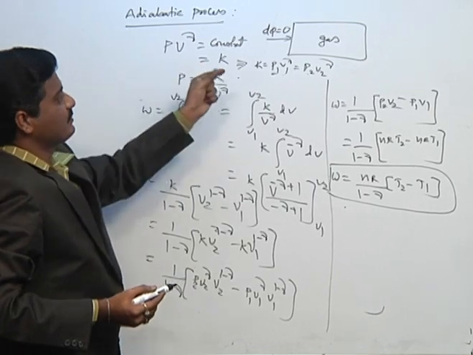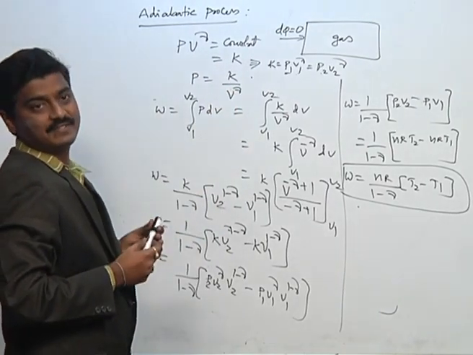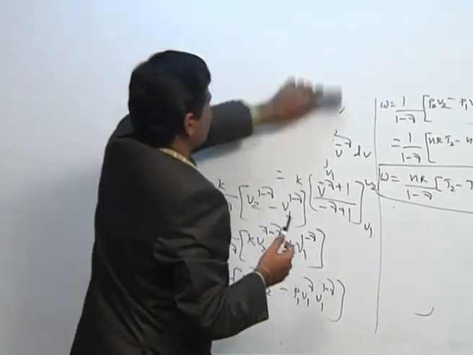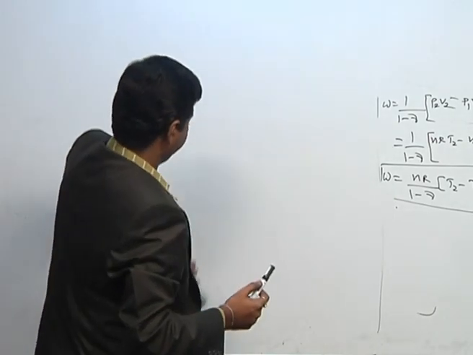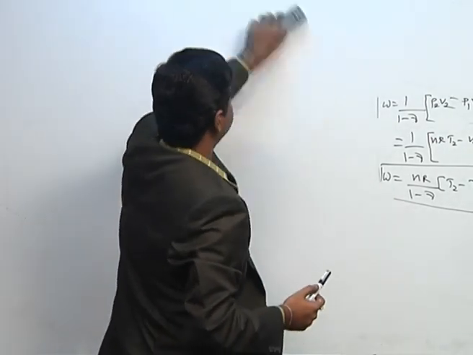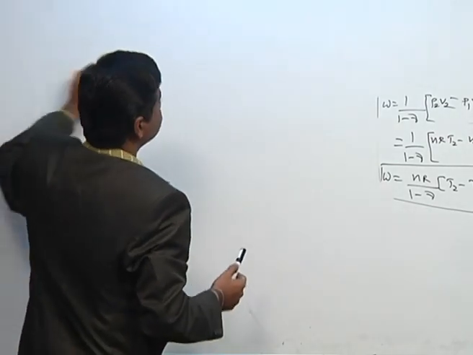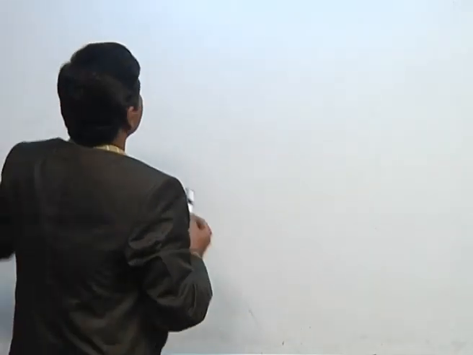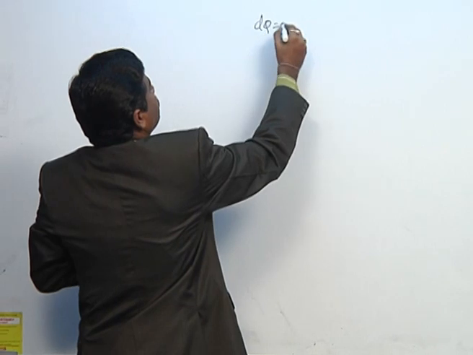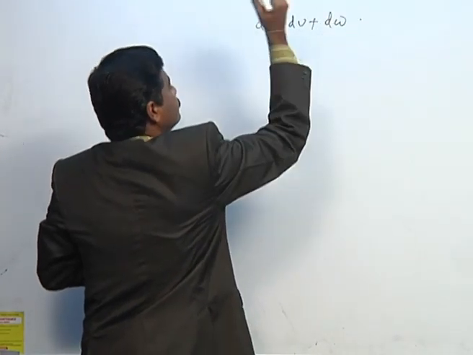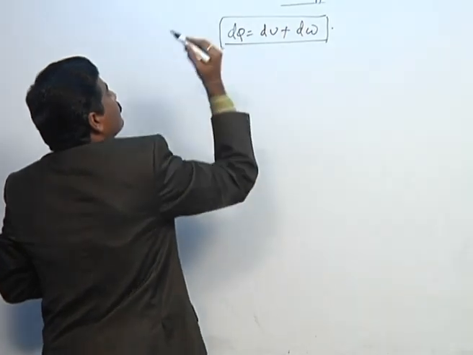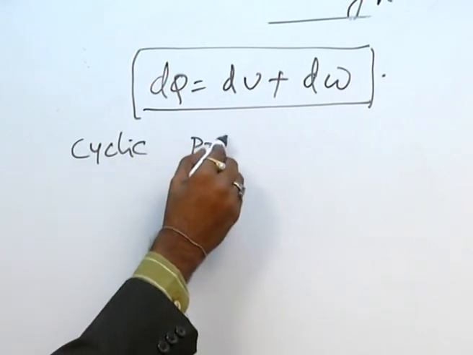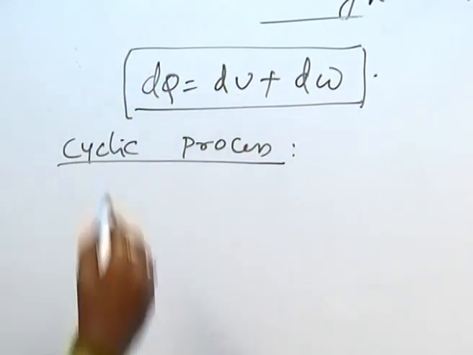In solving questions, we apply this work done in different processes. Next, we come to the next topic: how we apply this work done in different processes. So dq is equal to du plus dw. In the first process we are going to discuss the cyclic process. What do you mean by a cyclic process?